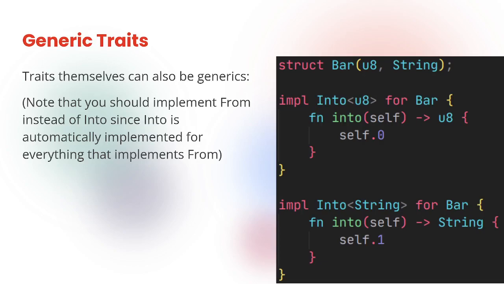You can have traits be generics. The most notable example of this is the Into trait. Also, technically the From trait, and you should implement From instead of Into, since Into is automatically implemented for everything that implements From. But I thought that Into looks clearer in this case, so we're doing that.